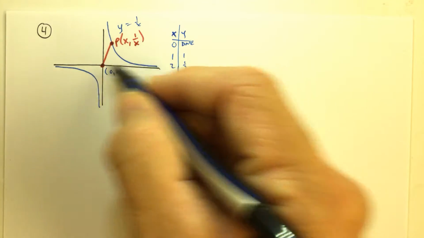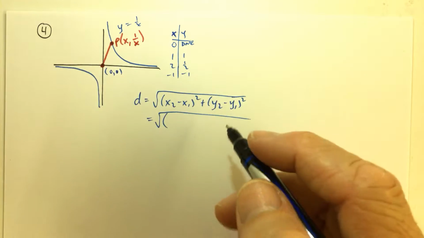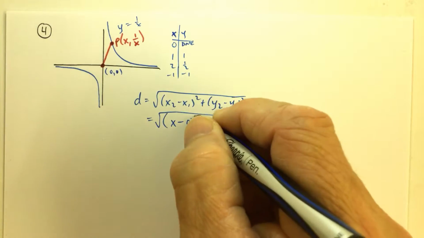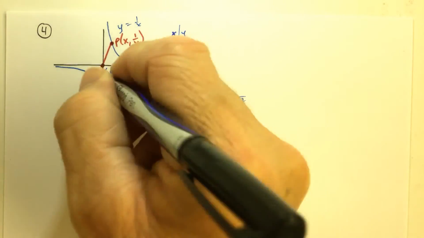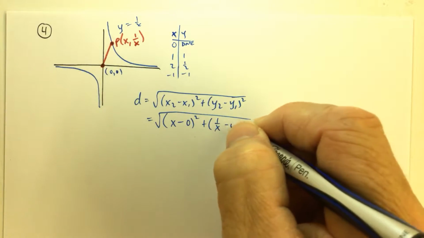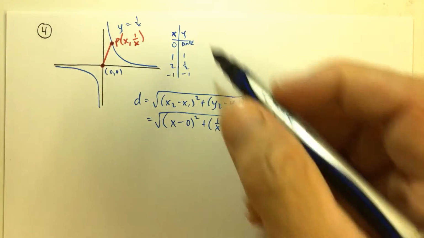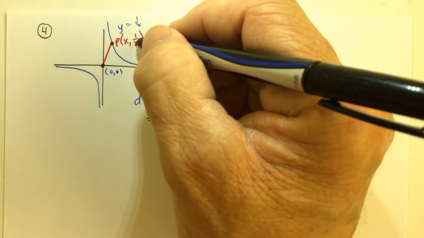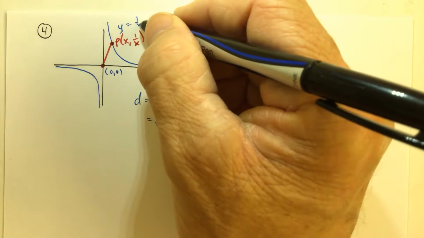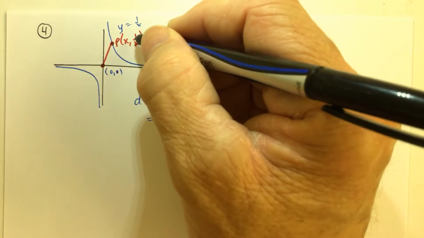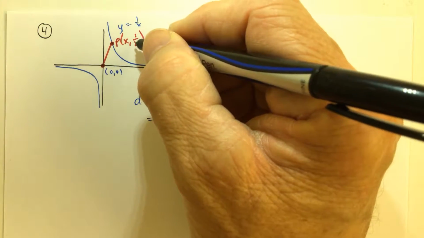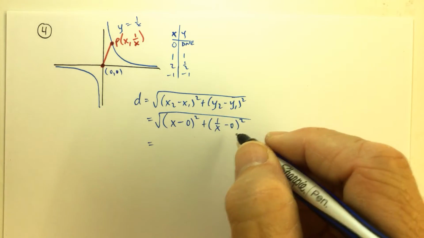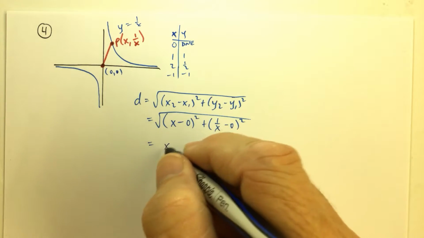It could have been down here. It could have been in the third quadrant as well. But nevertheless, the difference in the x coordinates would be x minus 0, and the difference in the y coordinates would be 1 over x minus 0. By the way, instead of writing my coordinates of point P as x, y, since y is equal to 1 over x, in this problem I'm going to substitute 1 over x for my y. Anyway, when I get rid of the parentheses here, subtracting 0 doesn't change anything.